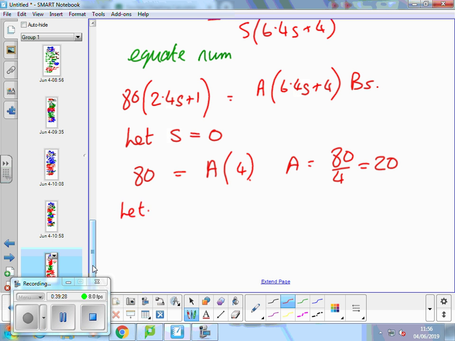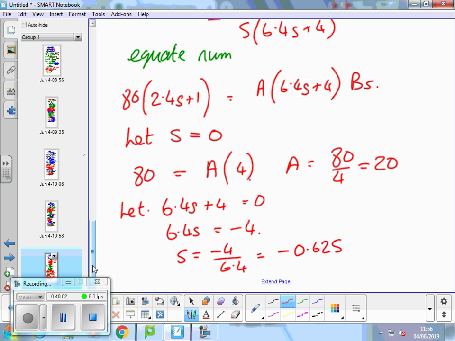Let 6.4s plus 4 equal 0. 6.4s equals minus 4. s equals minus 4 over 6.4, which equals minus 0.625.